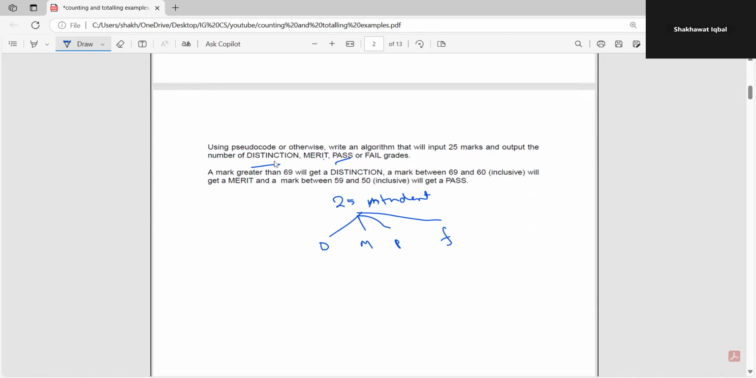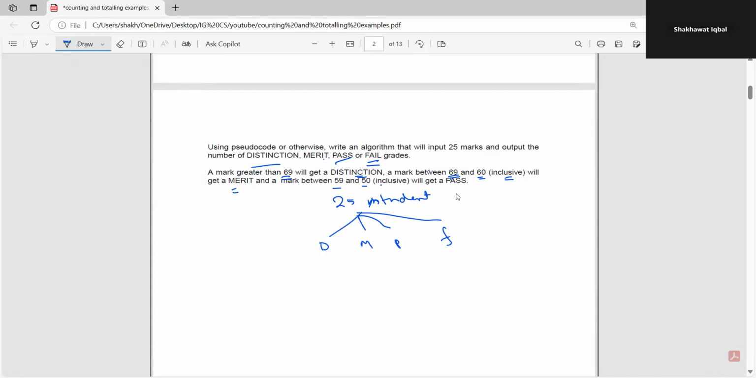Now, how do you recognize that it's a distinction? If the mark is greater than 69, it's a distinction. A mark between 60 and 69, that is called inclusive, will be a merit. Inclusive means if you get 60 also you will get a merit. If you get 69 also it will be a merit. A mark between 59 and 50 inclusive is called pass. They didn't mention fail. That means if you get less than 50, it's a fail.